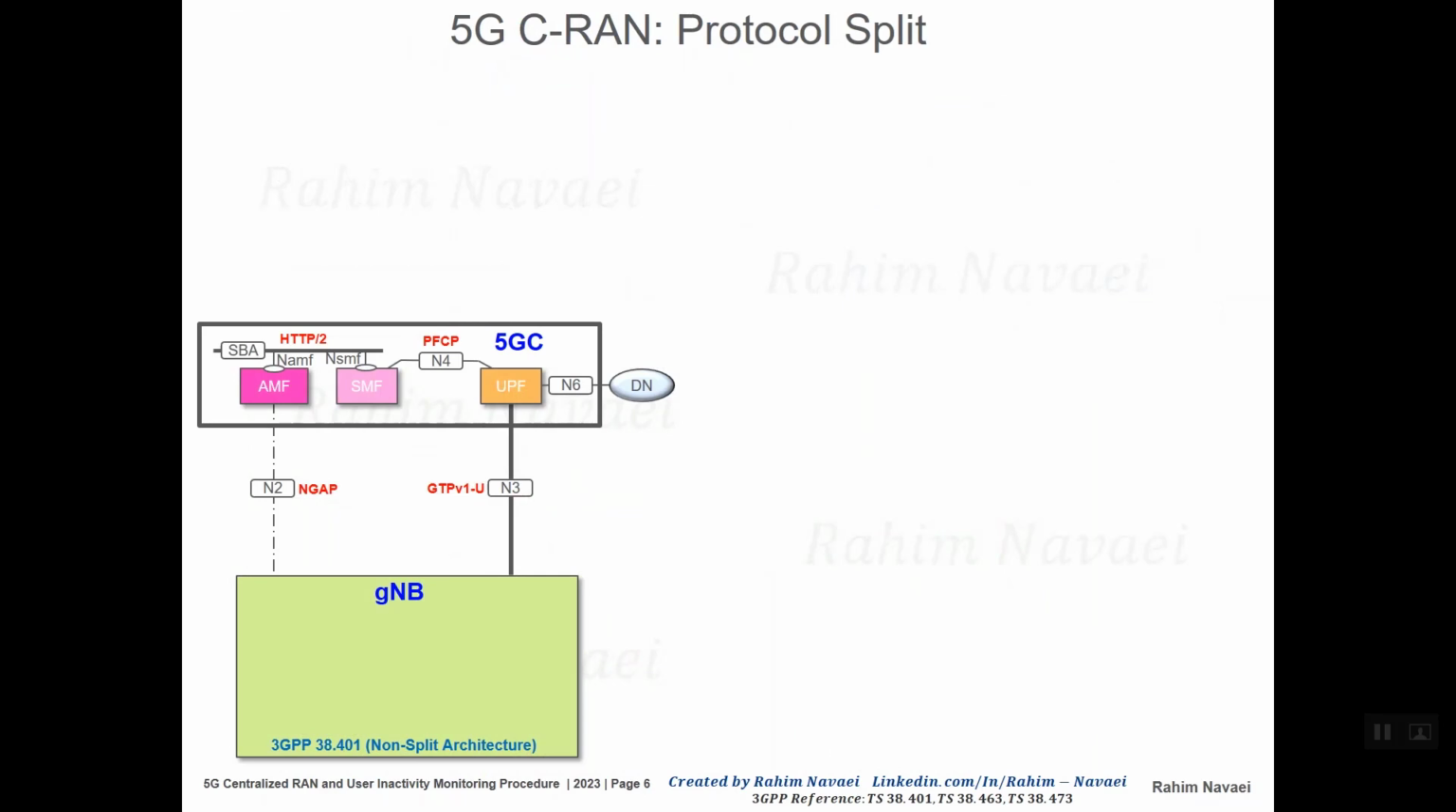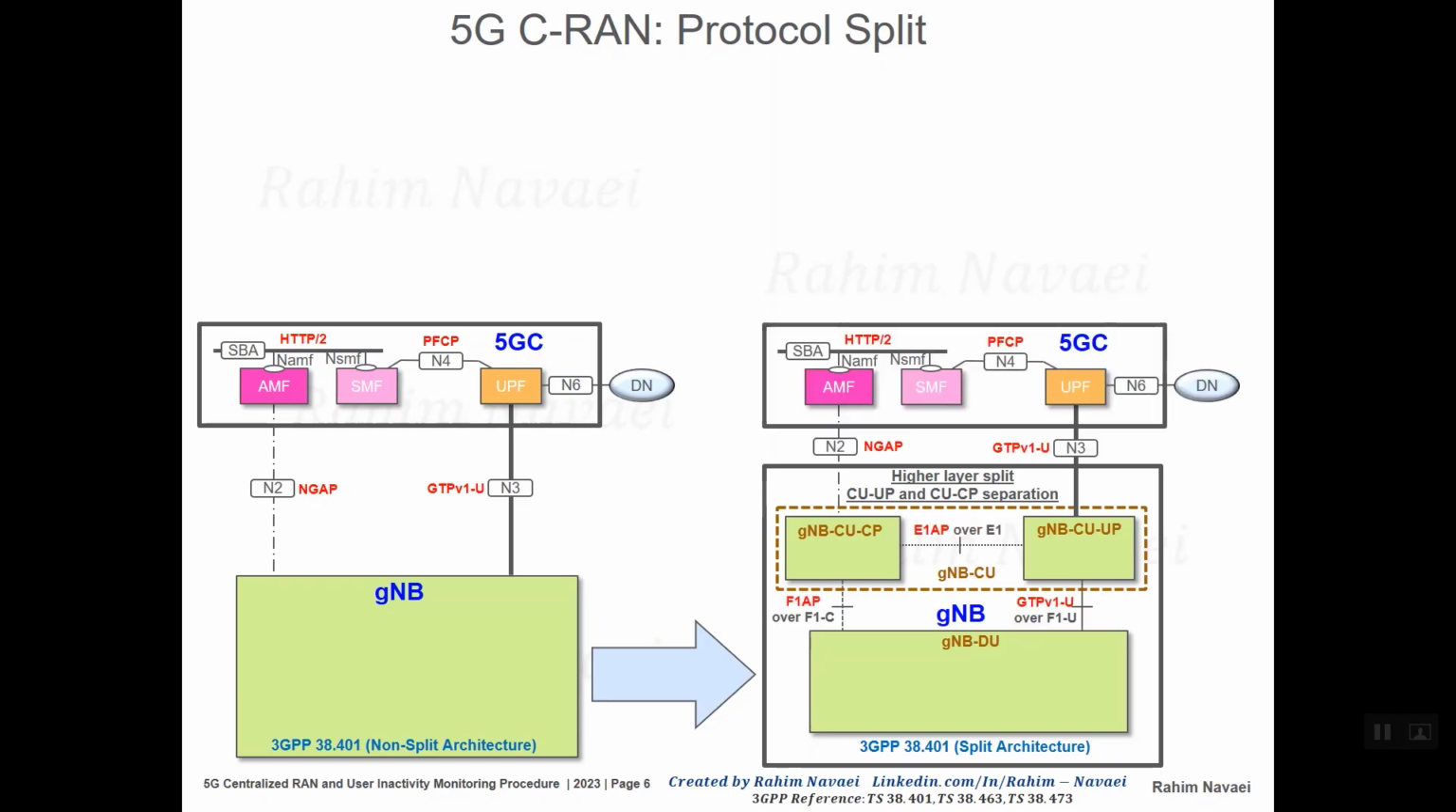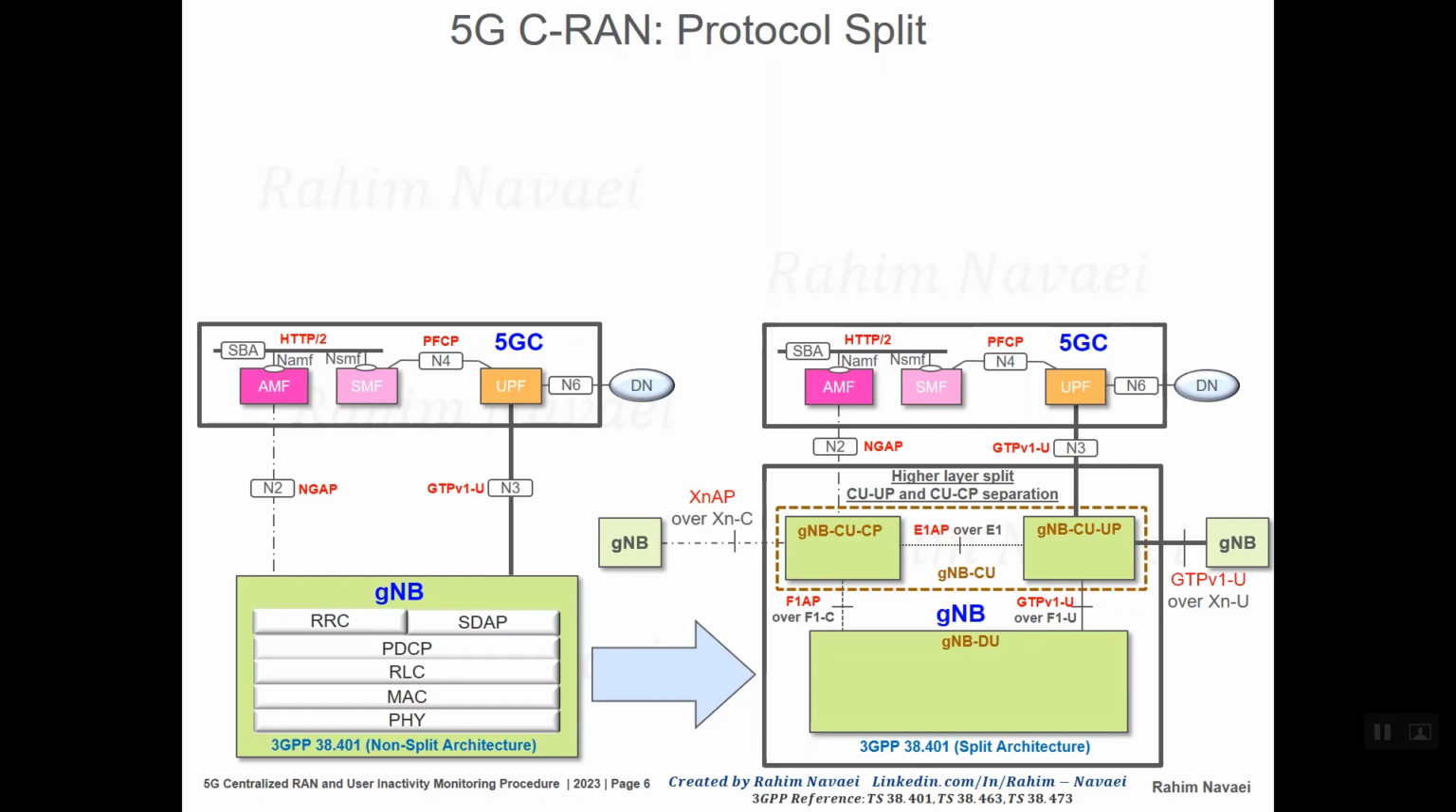Here, we've got our gNB that has connectivity to the AMF and the UPF within the 5G core through N2 and N3 interfaces. To have a fully centralized scenario, we distribute the gNB into the CU control plane, the CU user plane, and the DU functional components. Here we can see the interfaces and the protocols between the different entities. From the protocol stack point of view, we should consider which parts of the protocol stack should be processed with which gNB functional components.